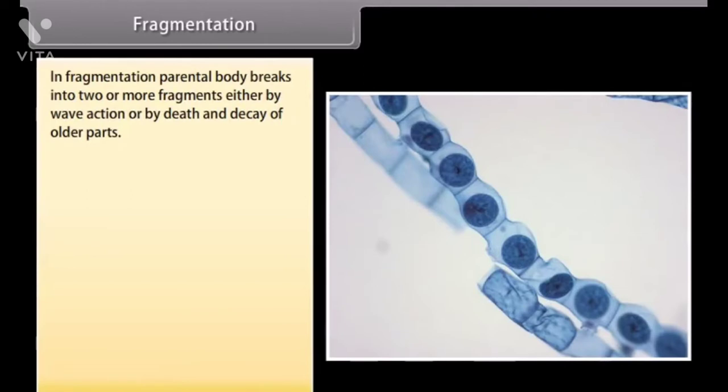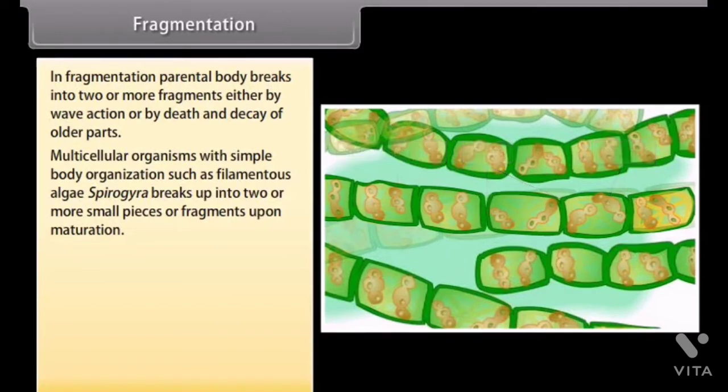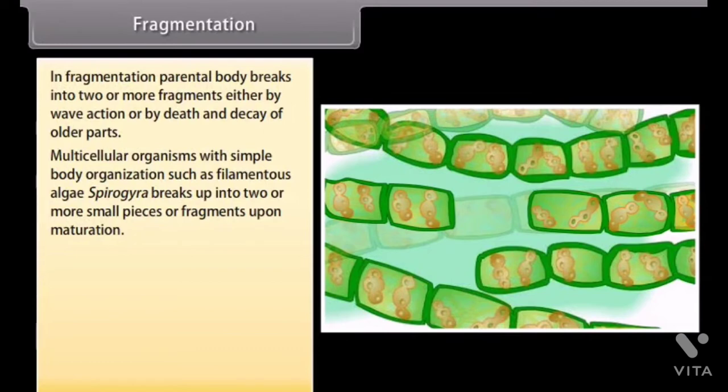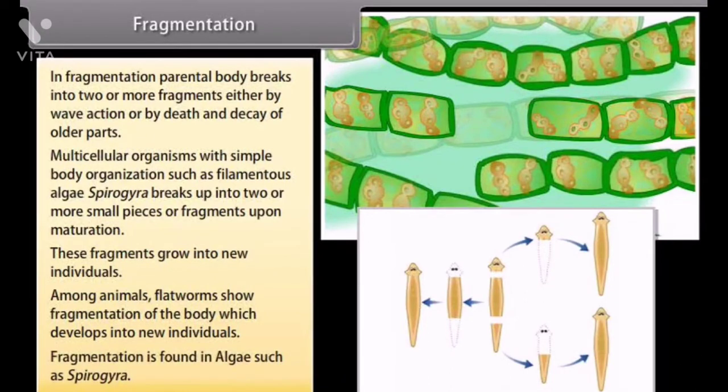Fragmentation. In fragmentation, parental body breaks into two or more fragments, either by wave action or by death or decay of older parts. Multicellular organisms with simple body organizations such as filamentous algae Spirogyra breaks up into two or more small pieces or fragments upon maturation. These fragments grow into new individuals. Among animals, flatworms show fragmentation of the body which develops into new individuals. Fragmentation is found in algae such as Spirogyra.